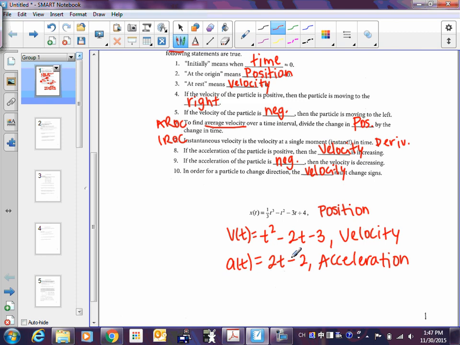When is this particle moving to the left? When is the speed increasing? When is the particle at rest? When does the particle change directions? All sorts of stuff, and it looks very much like chapter 3.